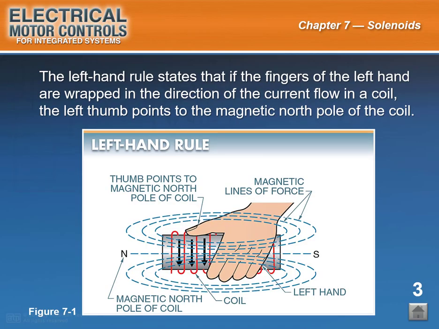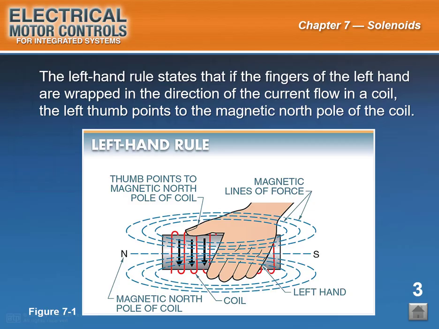The left-hand rule states that if the fingers of the left hand are wrapped in the direction of the current flow in a coil, the left thumb points to the magnetic north pole of the coil. See Figure 7-1. An electromagnet consists of an iron core inserted into a coil. The iron core concentrates the lines of force produced by the coil. With the core in place and the coil energized, the polarity of the magnet can be determined using the left-hand rule.